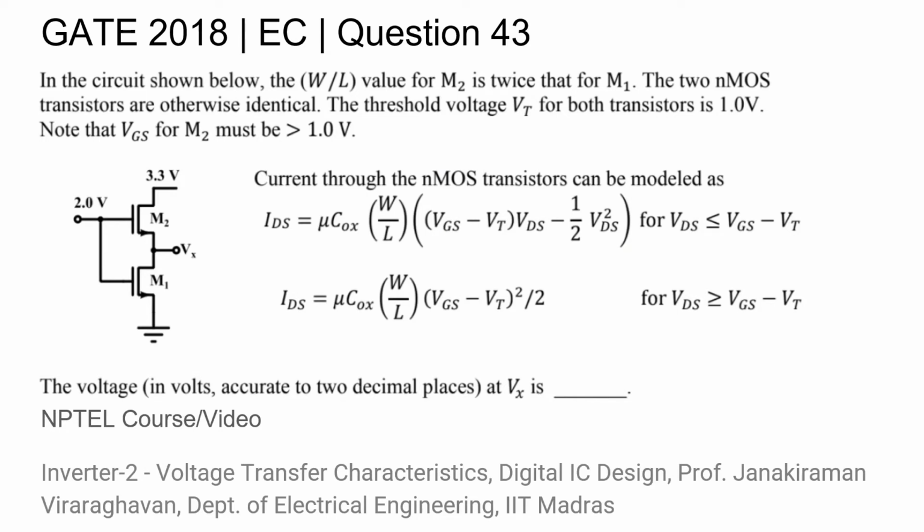Question 43 from the GATE 2018 EC paper, where we are given that the two transistors M1 and M2, which are NMOS transistors, have the same threshold voltage, but that M2 has a W/L ratio twice that of M1. And we are also given the drain current equations for both transistors for the two regions of operation. If the input voltage is 2 volt, what is the voltage Vx?